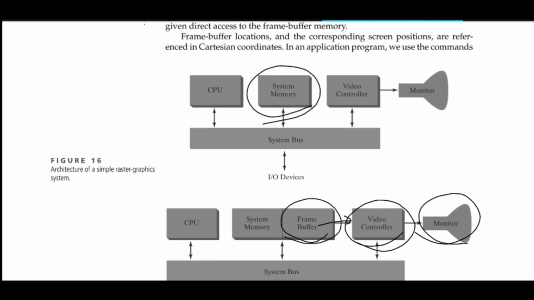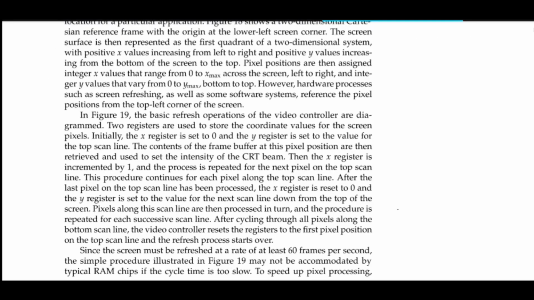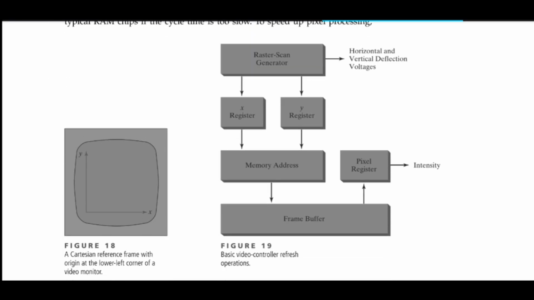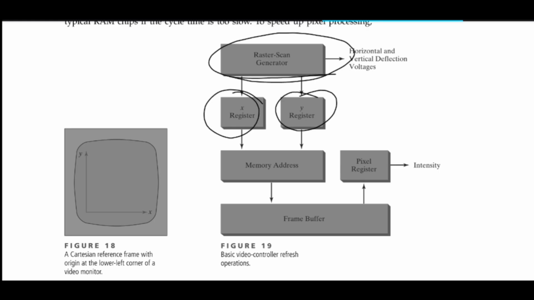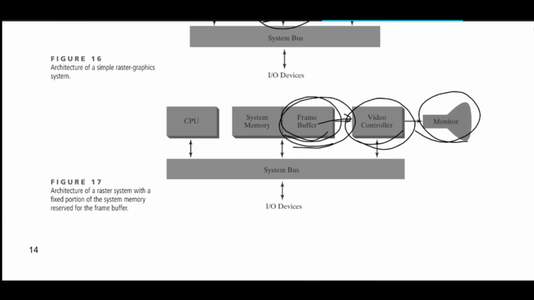In figure 16 there is no dedicated frame buffer, but in figure 17 there is a dedicated frame buffer. Then let's move to figure 19. There is a raster scan generator, then register X, register Y, then memory address. We will discuss this. First of all, we have to discuss the frame buffer.